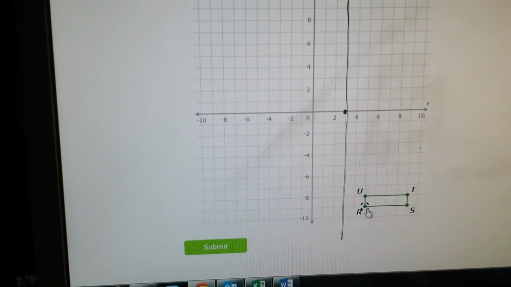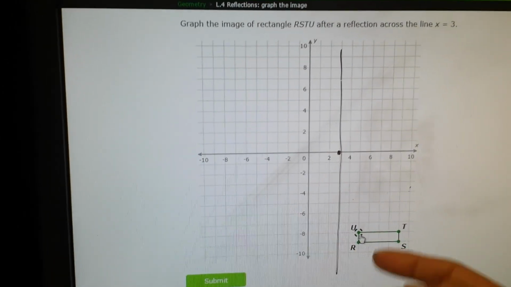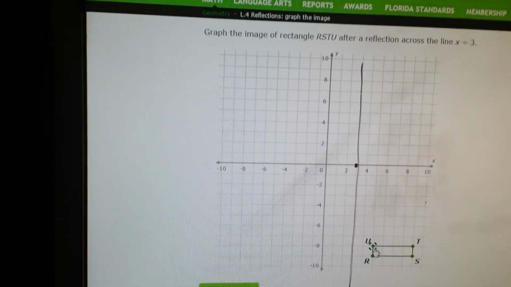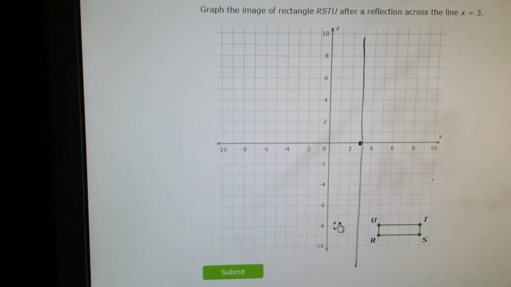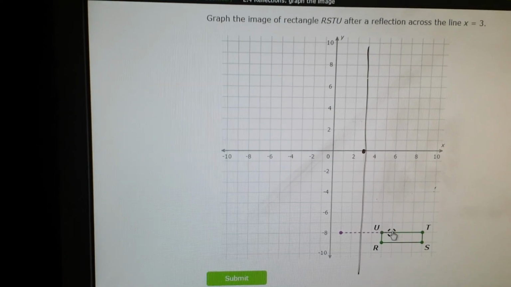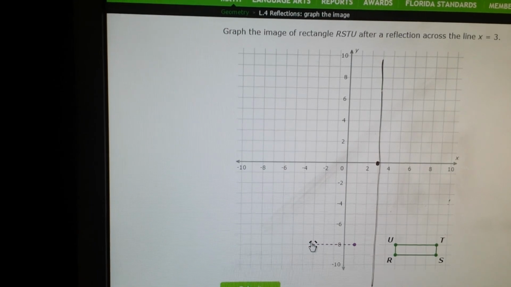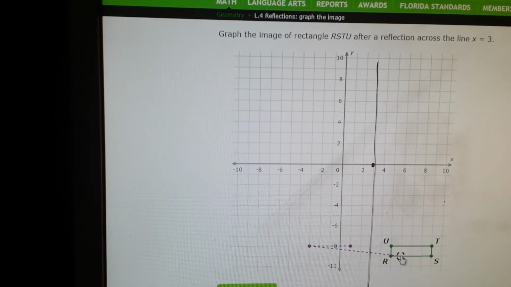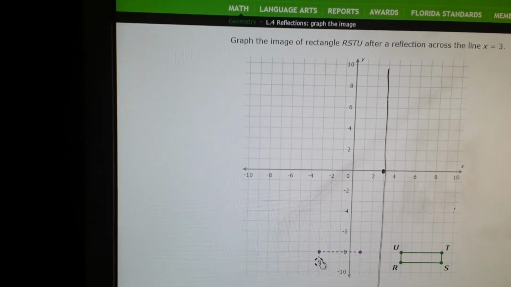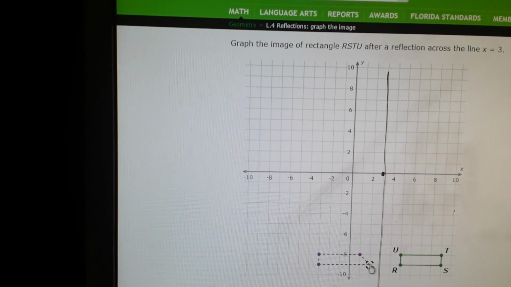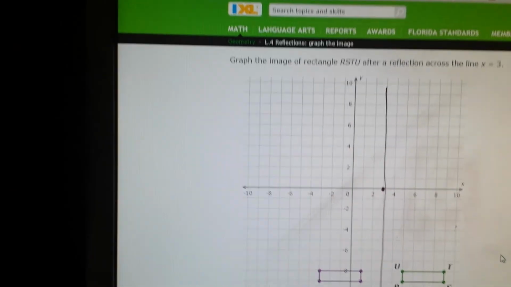So same as before, you're going to imagine you're folding it like this. So this is going to go over here. This is going to be your closest points. These are going to be your furthest. So you just count. So you're going to go 1, 2, then keep going the same direction, 1, 2. From T, 1, 2, 3, 4, 5, 6. From S, 1, 2, 3, 4, 5, 6. From R, 1, 2, 1, 2. Okay, so again, it's just that flipped over.